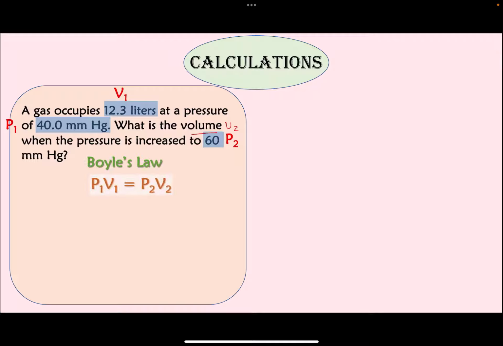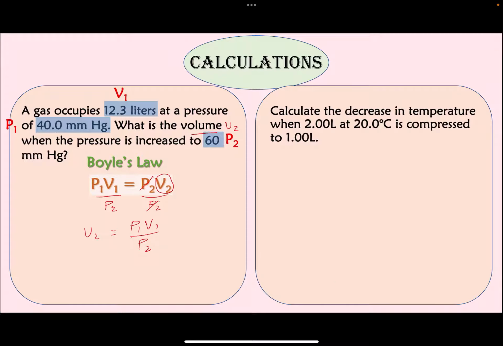And the equation for Boyle's law is P1 V1 equals P2 V2. If you are looking for the V2 from this equation, we can go ahead and divide both sides by P2. So it gets cancelled here. And your equation is going to be V2 equals P1 V1 over P2. So you can just go ahead and plug in your numbers and get your answer.